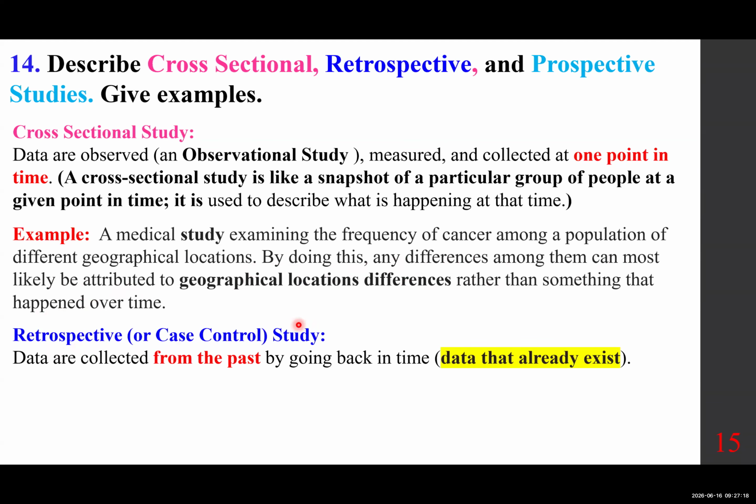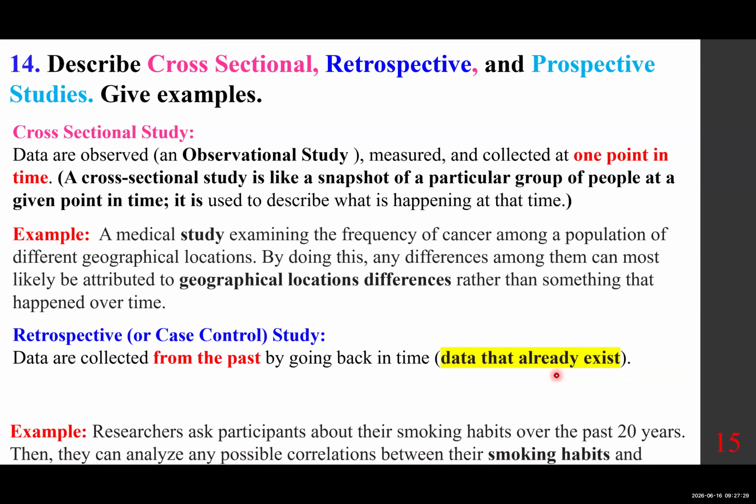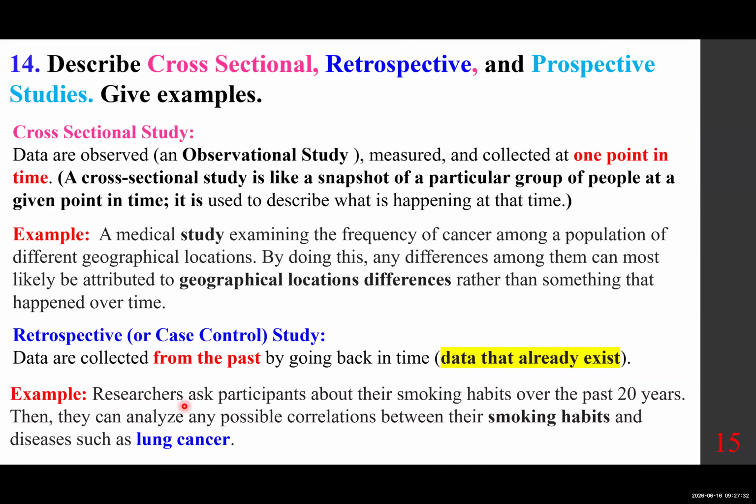Retrospective or case control study. Data are collected from the past by going back in time, data that already exist. Example: researchers ask participants about their smoking habits over the past 20 years. Then they can analyze any possible correlation between their smoking habits and diseases such as lung cancer.